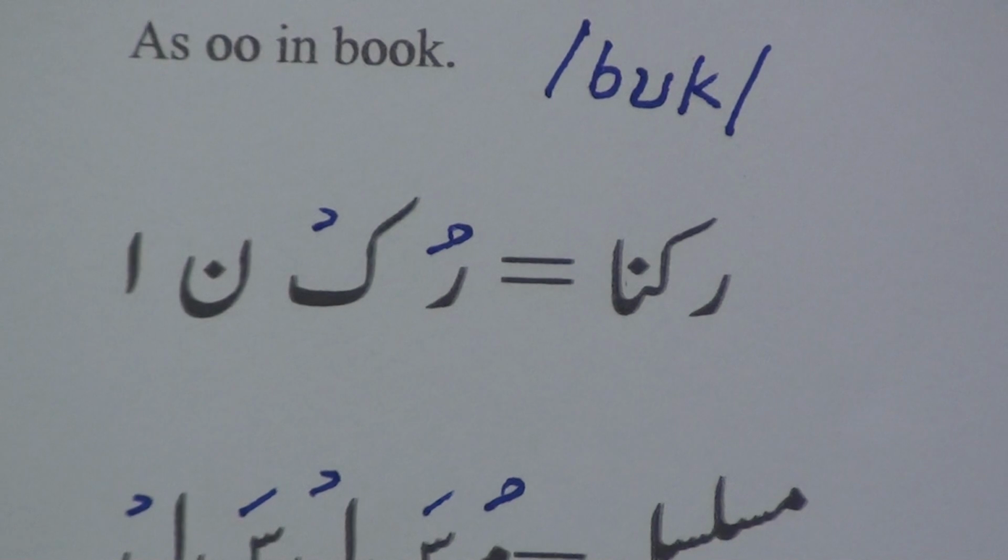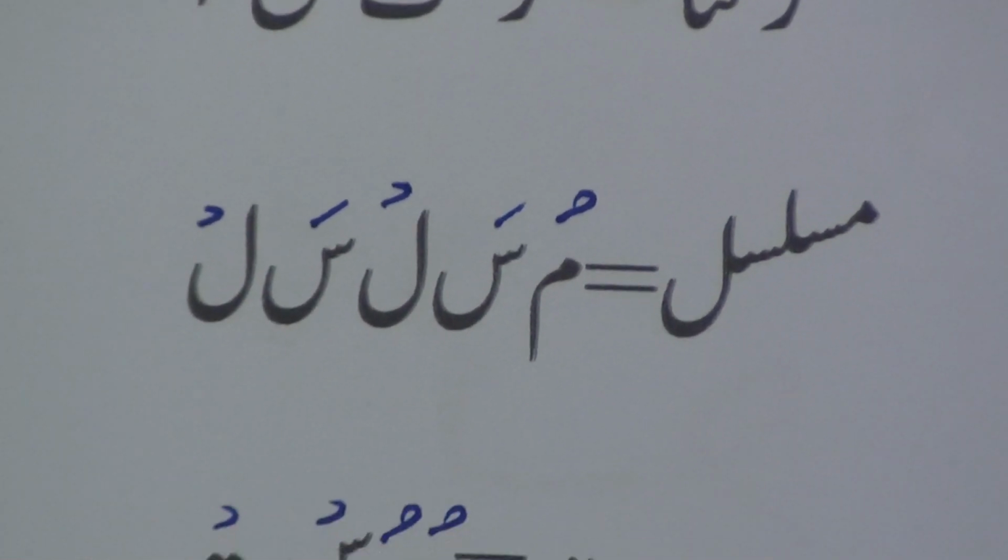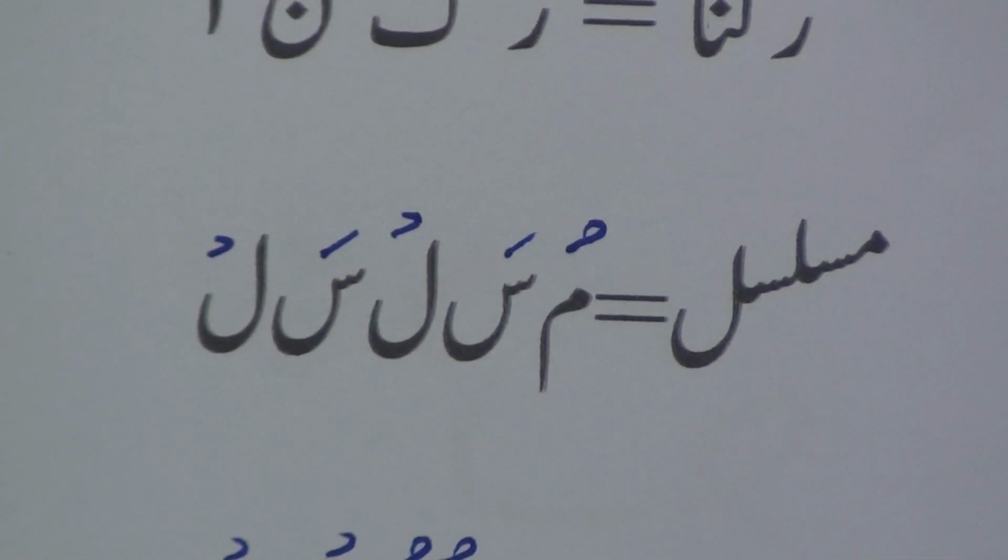Rukna, to stop. Next word, mim pesh mu, seen zabar lam sal, musalsal. Mim, seen, lam, musalsal. Musalsal means continuously.